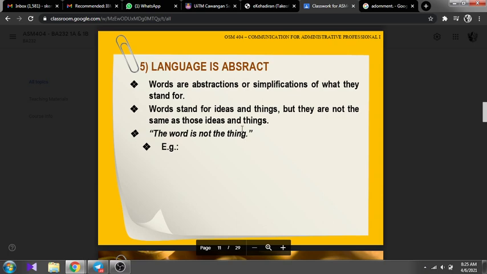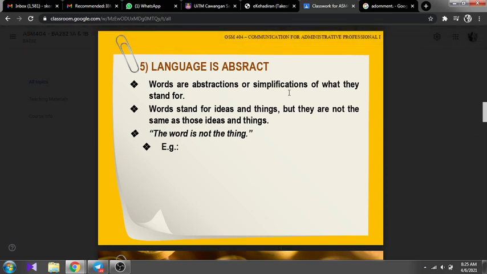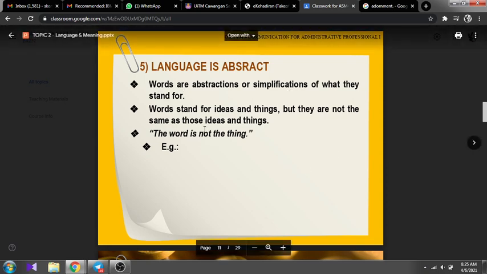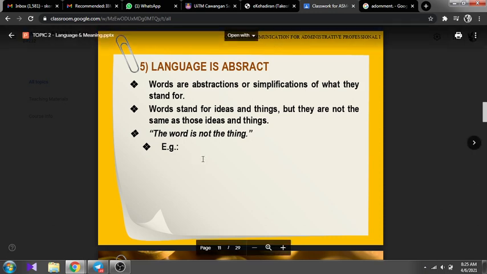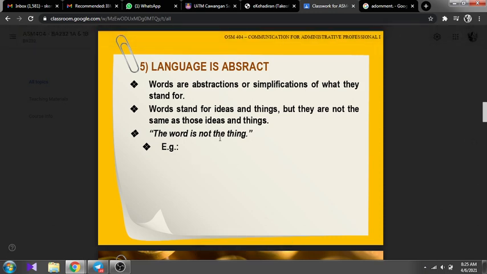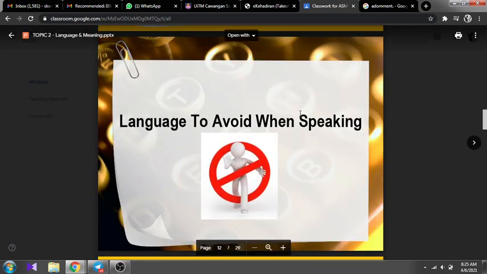So many characteristics. Okay, language is abstract. Words are abstractions or simplifications of what they stand for, and words stand for ideas and things, but they are not the same as those ideas and things. So the word is not the thing. Example? Okay, I cannot understand this one. All right, we just proceed. So language is to avoid when speaking.